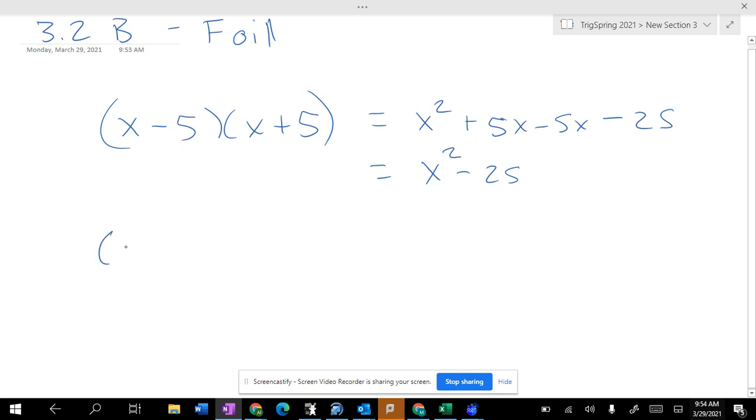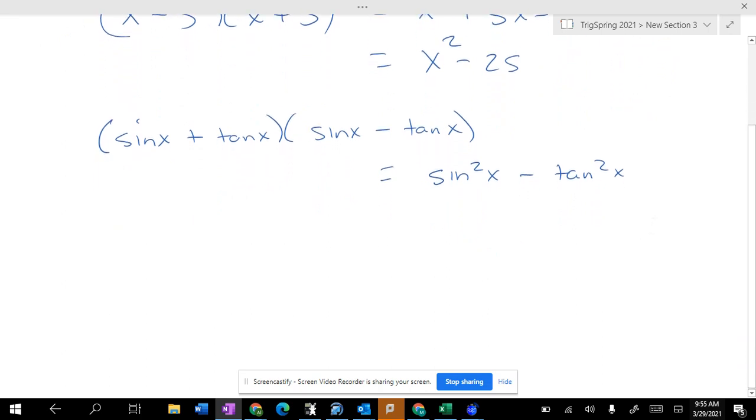So if we had sine of x plus tangent of x times sine of x minus tangent of x, we could just FOIL this. So this FOILs to be sine times sine is sine squared of x. What would our outers and inners do since they're conjugates of each other? Cancel. Minus tangent squared of x. And we'll just leave it like that. We're not going to get too complicated with this. Okay?